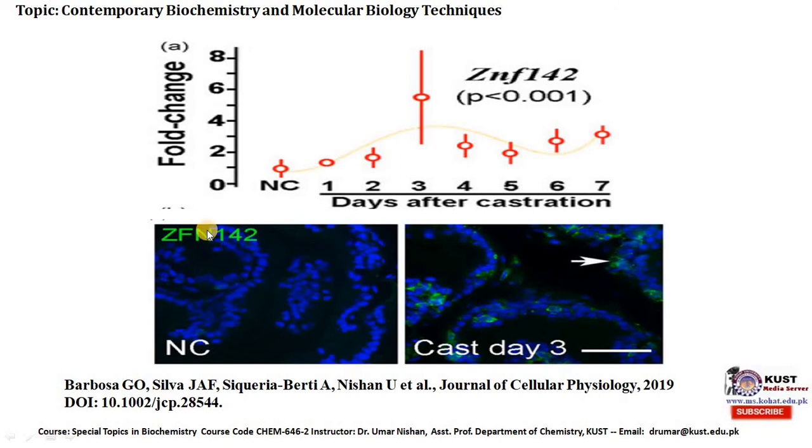So we can't see anything in green. It shows that in the control we can't see any ZNF142, while after 3 days, if we do the immunohistochemistry, we can clearly see these cells expressing ZNF142, and ZNF142 can be seen in multiple cells very clearly.